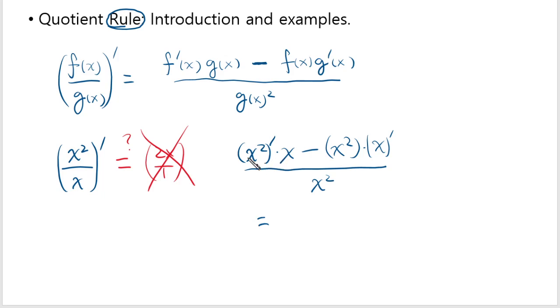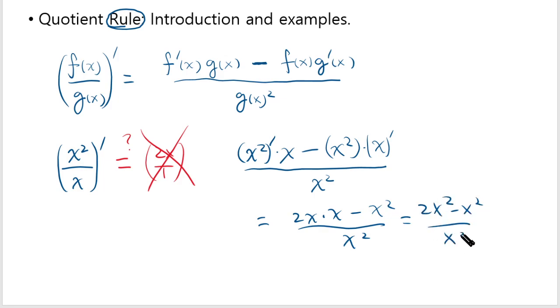Okay, so what is this? X squared prime is 2x times x, minus x squared times x prime is 1, over x squared. So that's equal to 2x squared minus x squared over x squared. 2x squared minus x squared, that's just x squared, right? So it's x squared over x squared, which is 1. Now, actually, this is a ridiculous case to use the quotient rule, because there's a way to simplify.